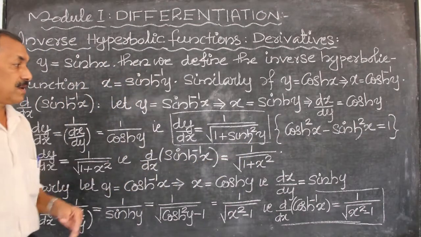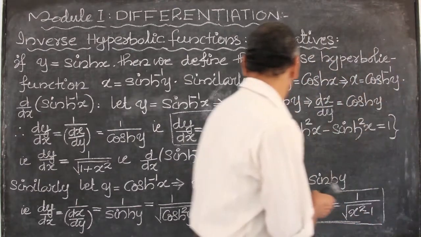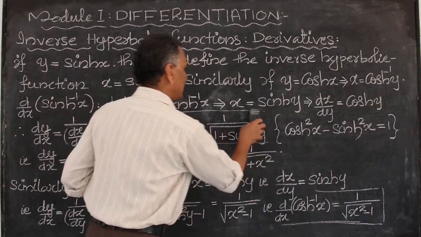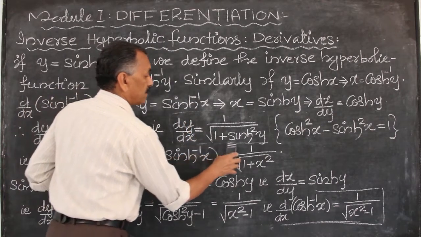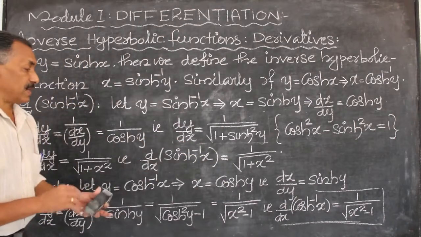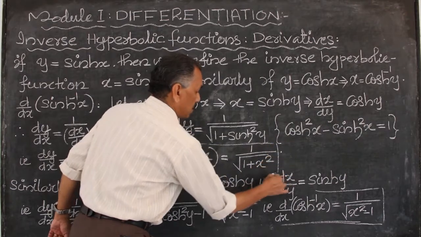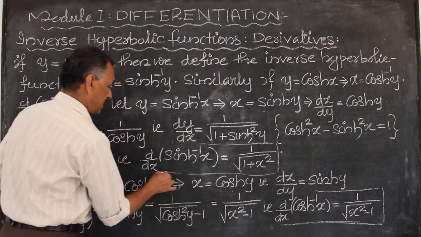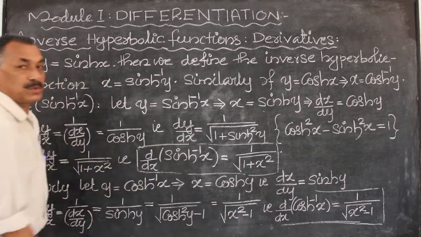So what is the derivative of sinh inverse x? The derivative of sinh inverse x is equal to 1 divided by root of 1 plus x square. Derivative of sinh inverse x is equal to 1 divided by root of 1 plus x square.